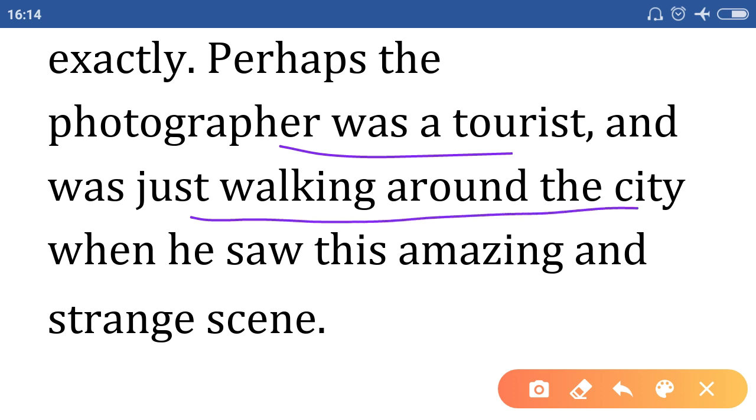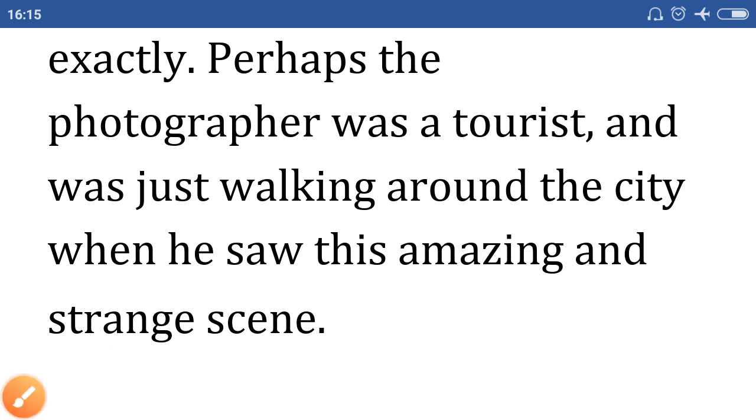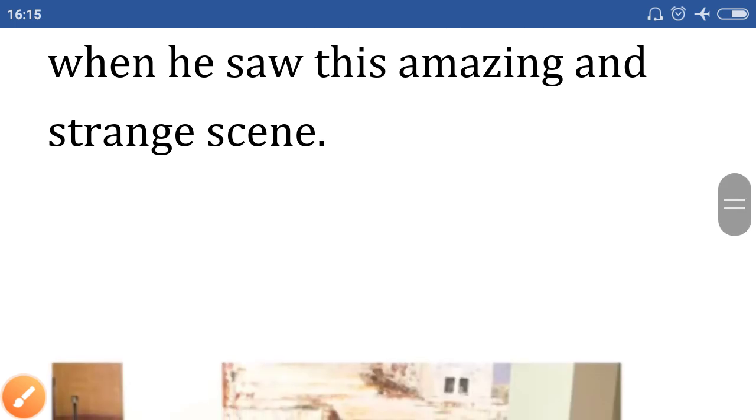And he was just walking around the city when he saw this amazing and strange scene. So maybe the person was some tourist and he just saw this beautiful scene and clicked the picture because the tourist was a skillful photographer. So the picture is really looking nice. He was just fascinated with this scene, so he just clicked the picture. Like we see so many photographers who are fascinated with vistas and scenery, they just click the pictures, right? So this is just an example.